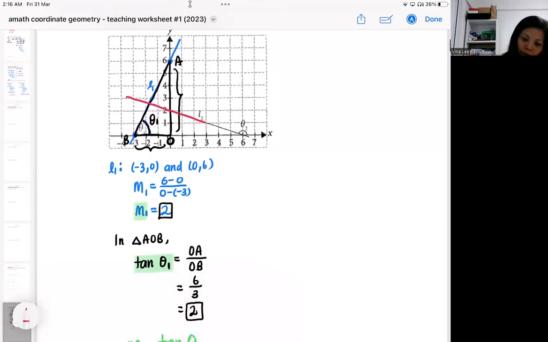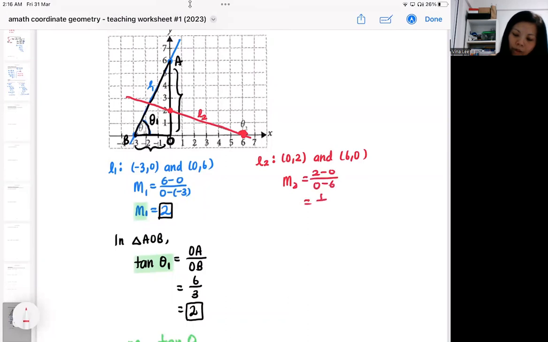For negative gradient, the angle is obtuse. The angle is obtuse if the gradient is negative. So this one is line 2. For line 2, again, I'm going to get 2 points. So the 2 points will be (0, 2) and (6, 0). So do your calculation for gradient.